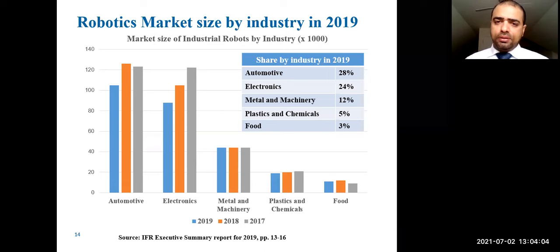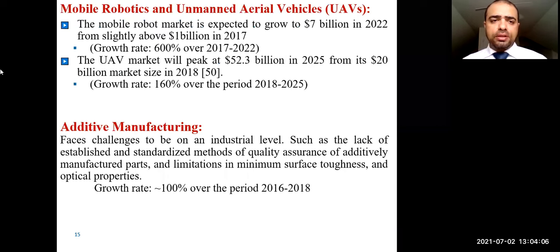So the next technology we're going to look at are mobile robotics and unmanned aerial vehicles. The mobile robot market is expected to grow to 7 billion, so it has a high growth rate. The same thing for the UAV. There's more demand for them. Of course, that is coupled with more regulations.